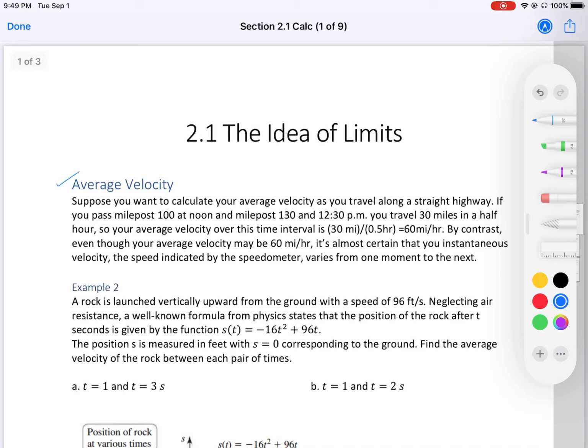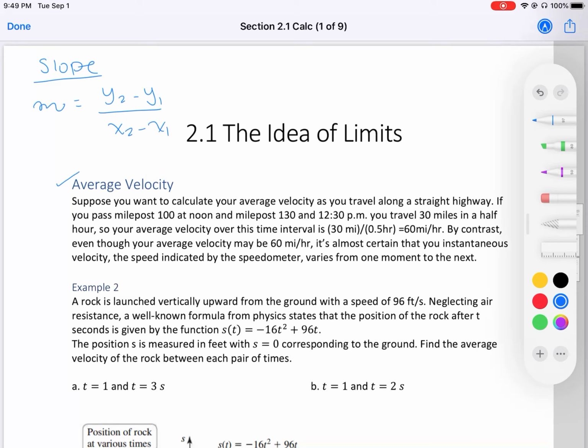So we're going to just develop this idea as the average velocity. As we go through the process, we're going to go through a formula that looks a lot like your slope. So just to recall, your slope is y2 minus y1 over x2 minus x1.